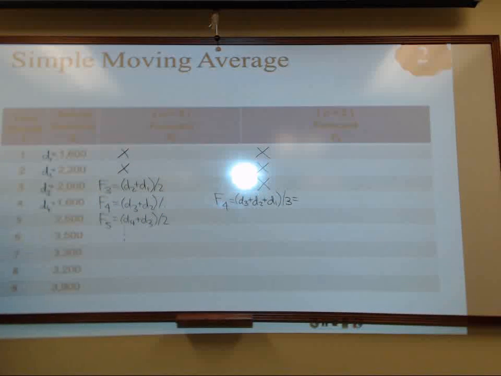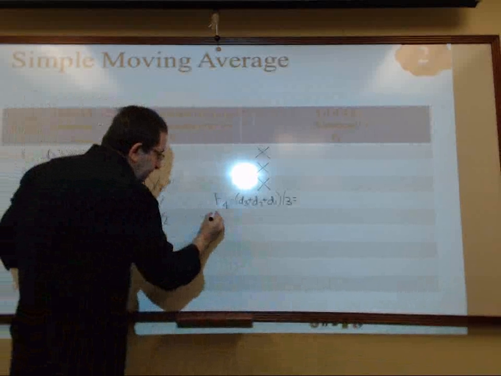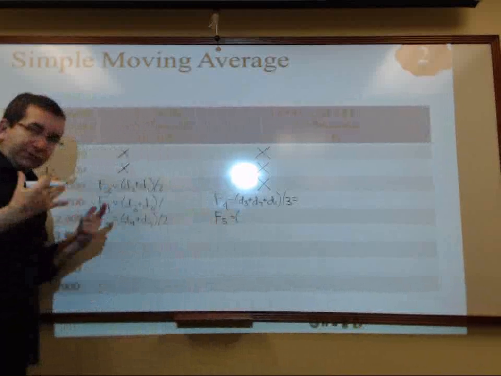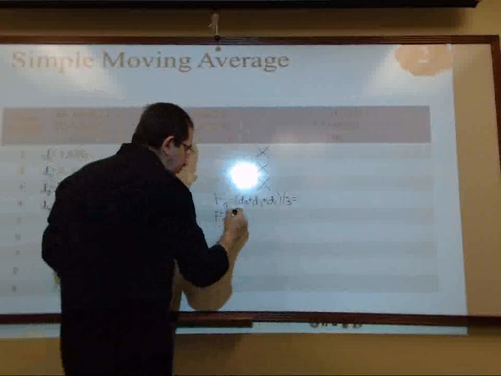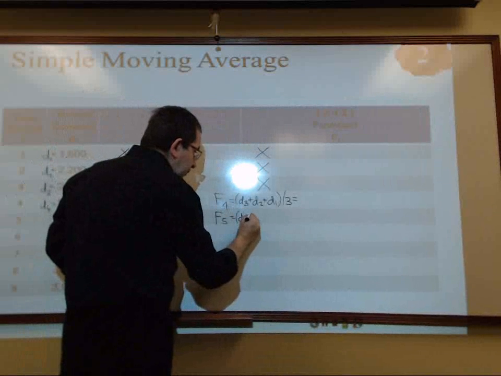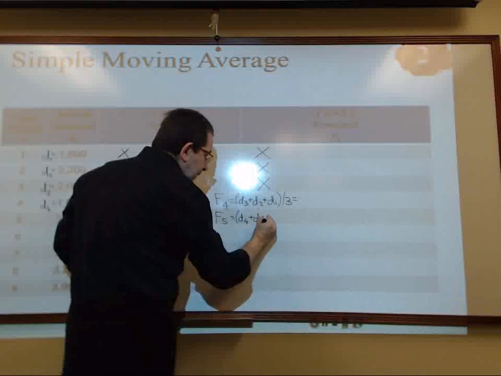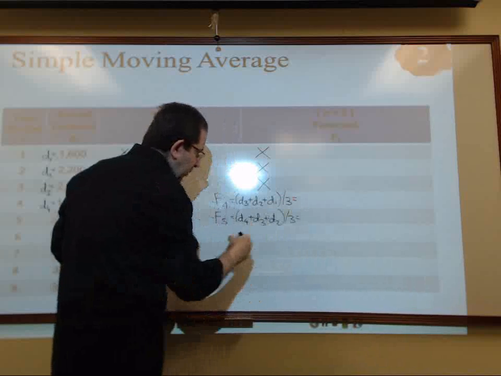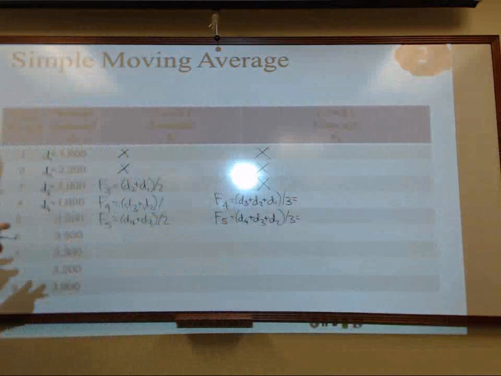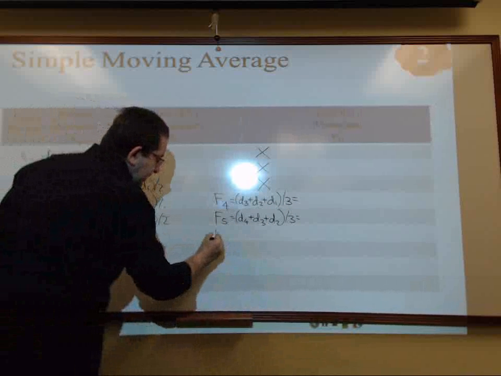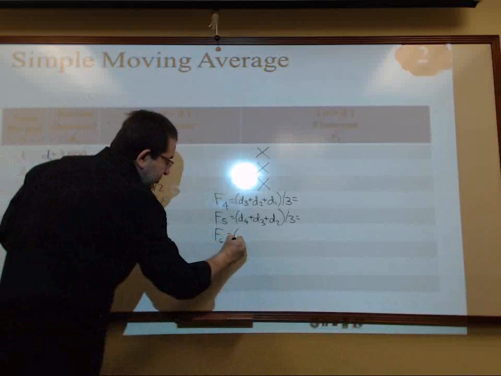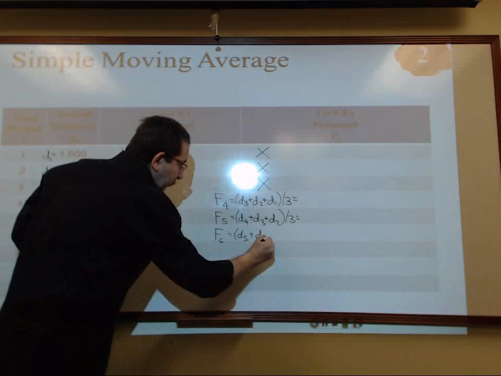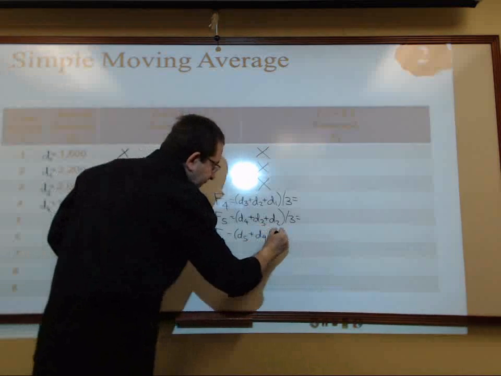Okay, for period 5, I'm going to do the same thing. I take the most recent 3 periods because n equals 3. So D4 plus D3 plus D2. Divide by 3, whatever that number is, etc. So let's do F6. So I'm going to take D5, D4, and D3.